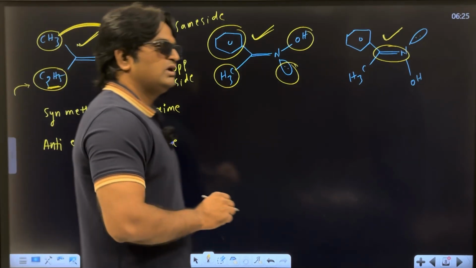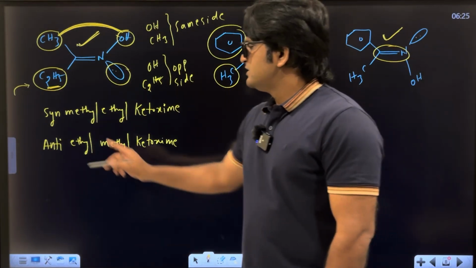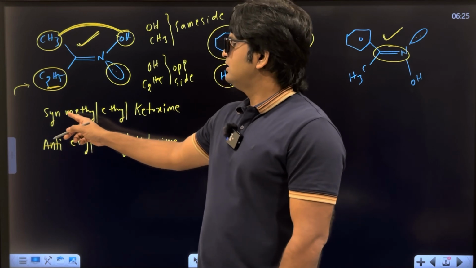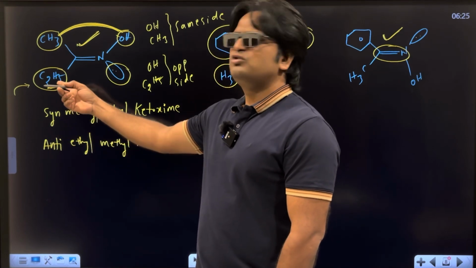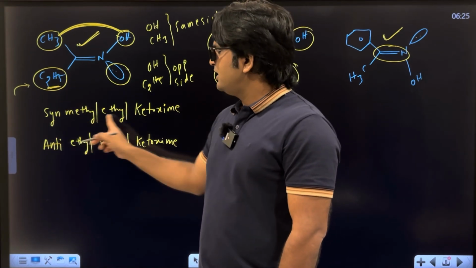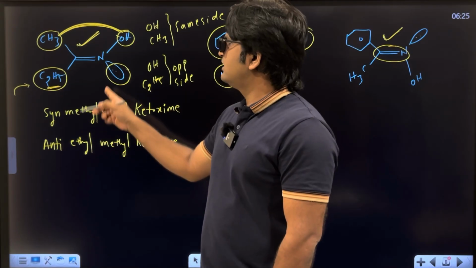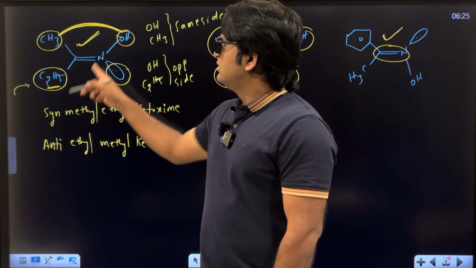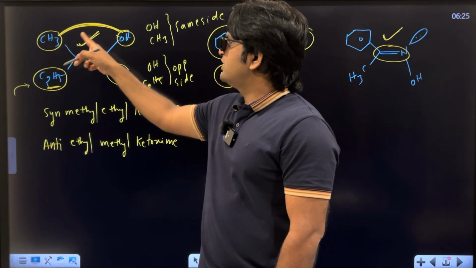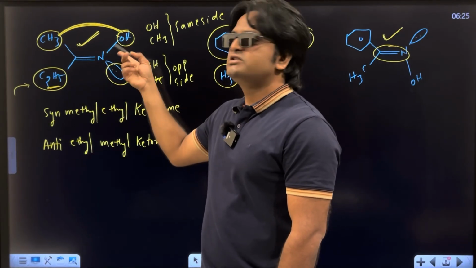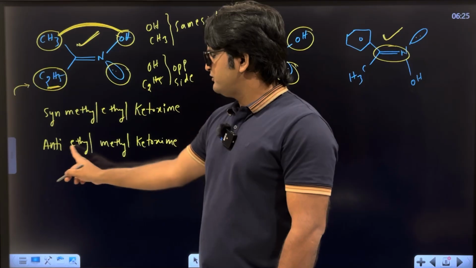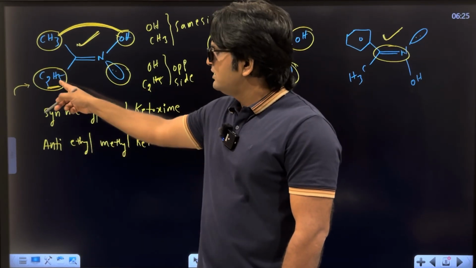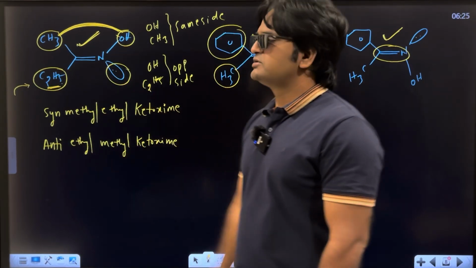That is the way of giving nomenclature. Okay. Syn methyl, anti ethyl. After writing now syn methyl, next group is ethyl group. Now according to this nomenclature, it tells that if you are writing syn methyl, methyl group is same side of OH and ethyl is opposite side of OH. For example, if you are writing like this, anti-ethyl, nothing but ethyl group is anti to OH.